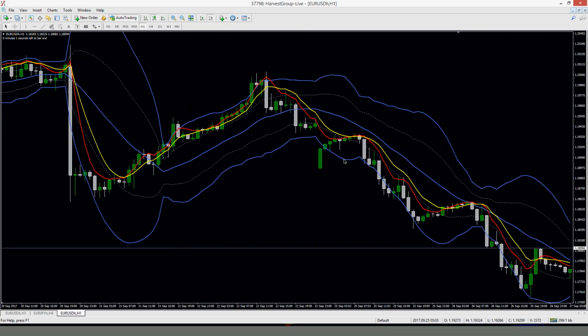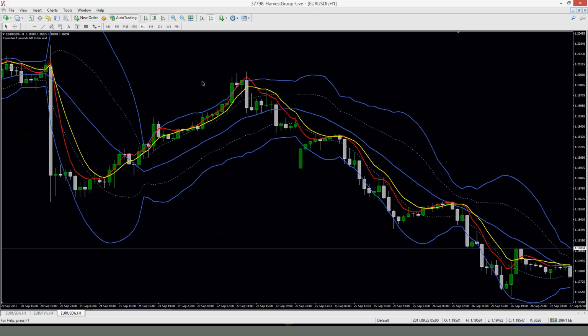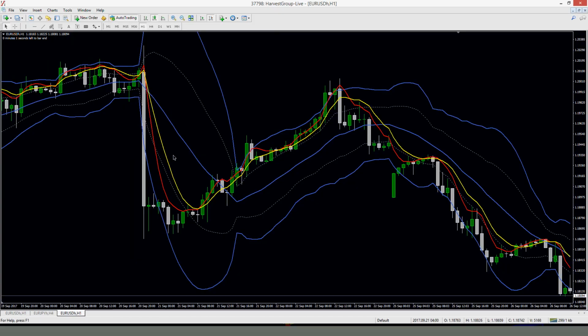So we really need to train our eyes to see all of these small details, so that we will have much better decision making, and our analysis is much better. Okay, so apart from giving a much better reentry, it also gives us another point, which is the MA crossovers.